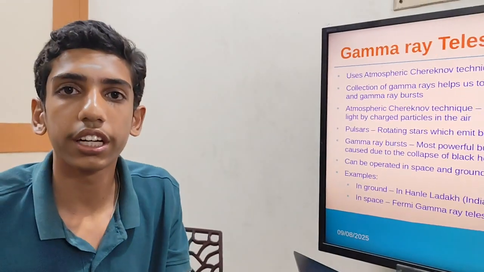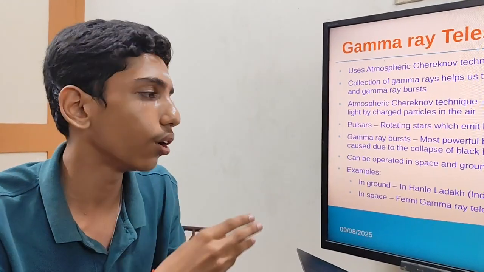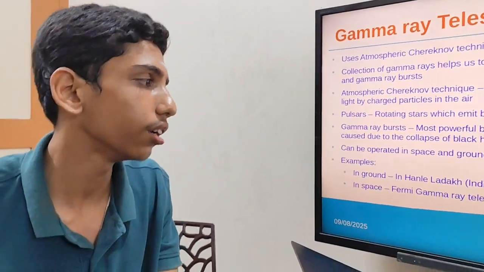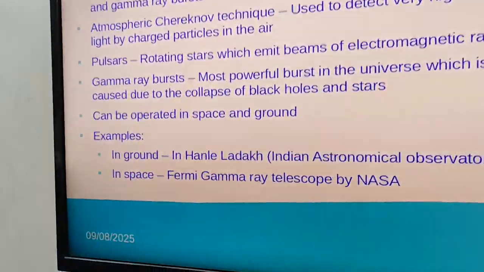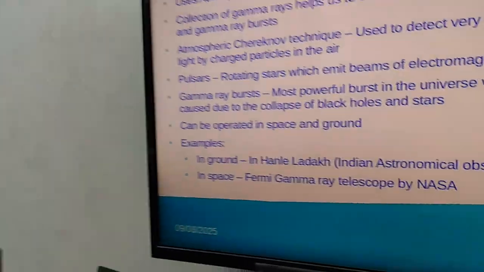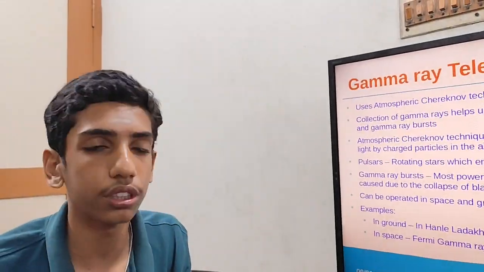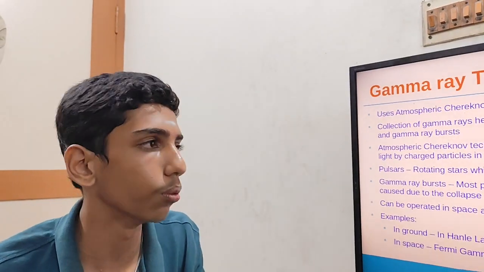Examples are the one located in Hanle in Ladakh, which is called the Indian Astronomical Observatory, and in space it is run by NASA, which is known as the Fermi Gamma Ray Telescope.